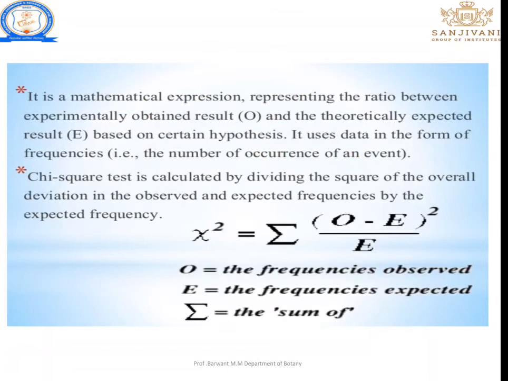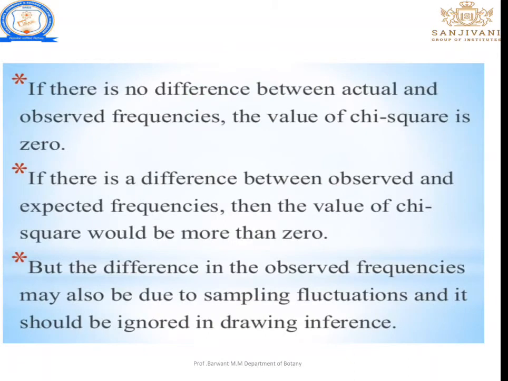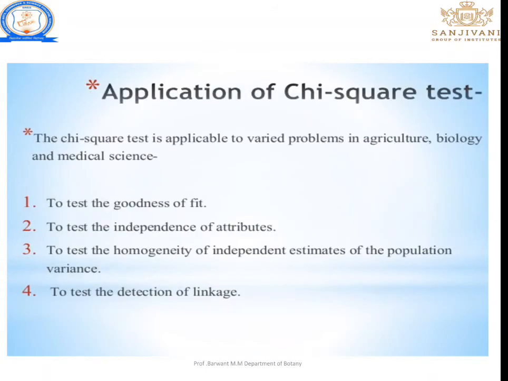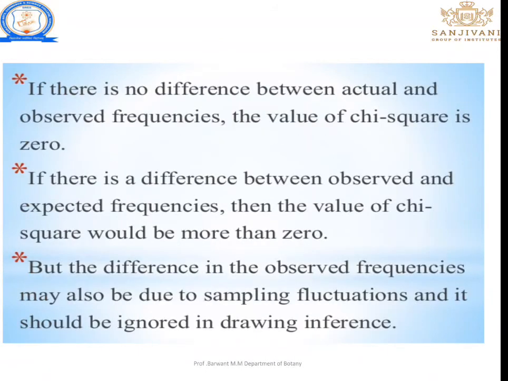by the expected value. If there is no difference between the actual and the observed frequency, the chi-square is 0. If there is a difference between the observed value and the expected value, then the value of chi-square would be more than 0. But the difference in observed frequency may also be due to sampling fluctuation, and that can be ignored in drawing inferences. That is the actual concept of the chi-square.